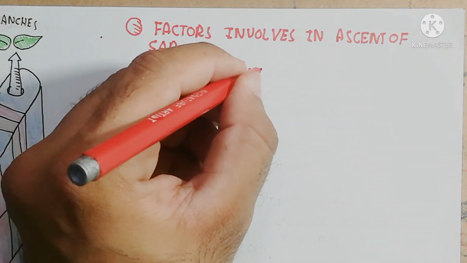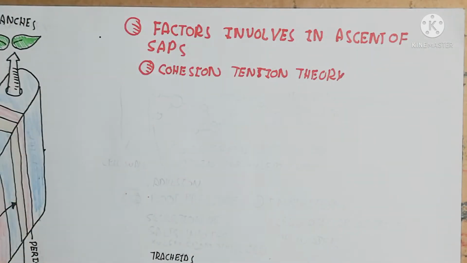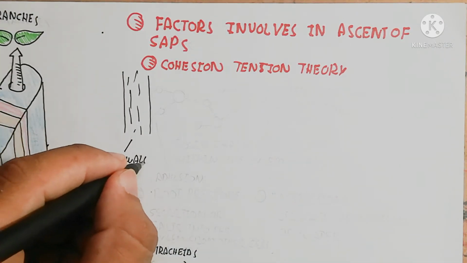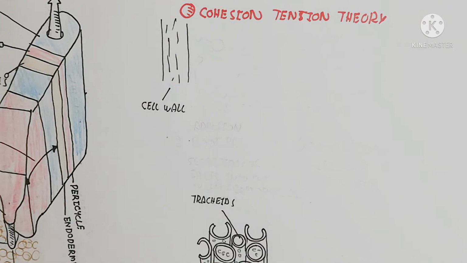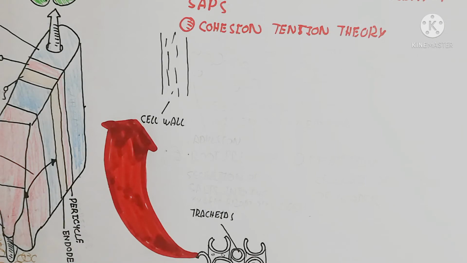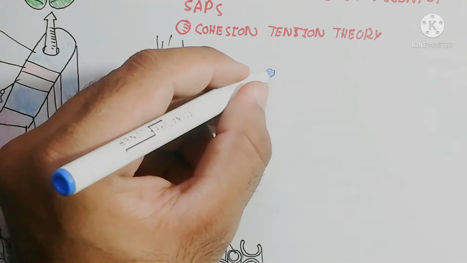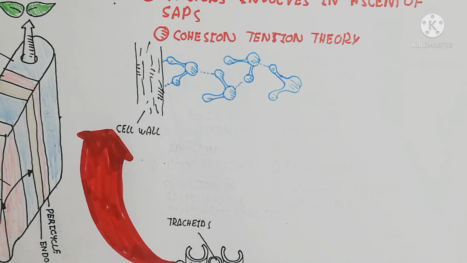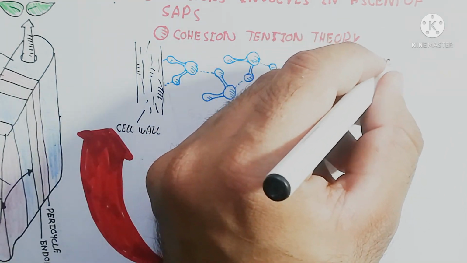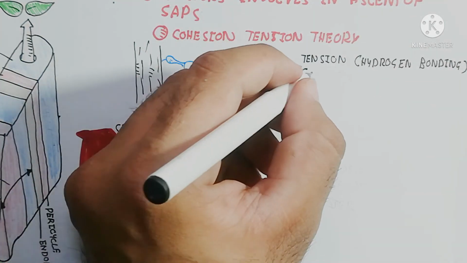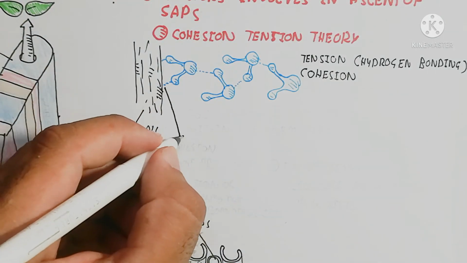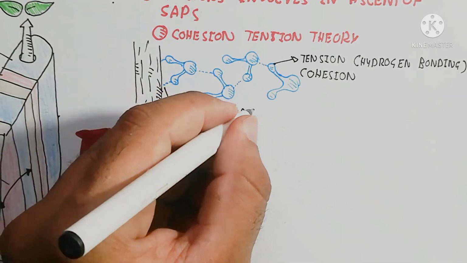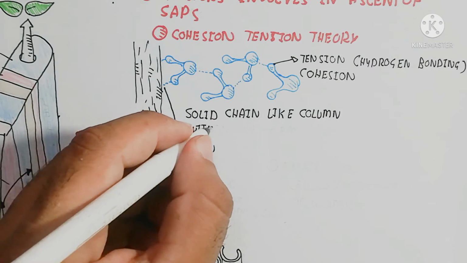Now we will discuss the factors involved in the ascent of sap. What is the meaning of ascent of sap? The whole quantity of minerals and water that moves upward from the root is known as the sap, and the water always moves upward, so ascent means upward. Here is the cell wall of the xylem. When water moves, the cell wall attaches to the water molecules, and the hydrogen bonding attracts more molecules to move upward and on.